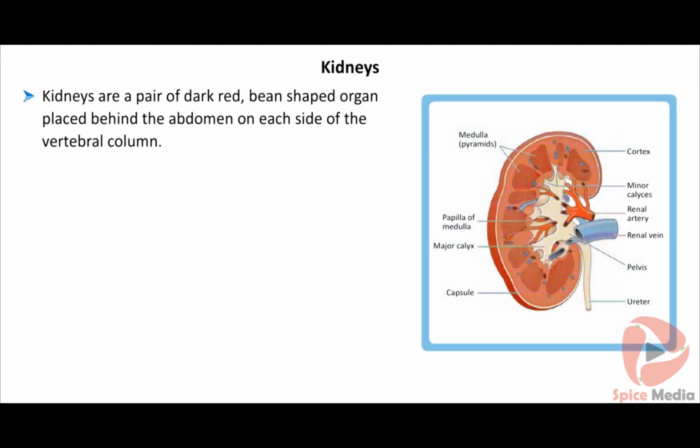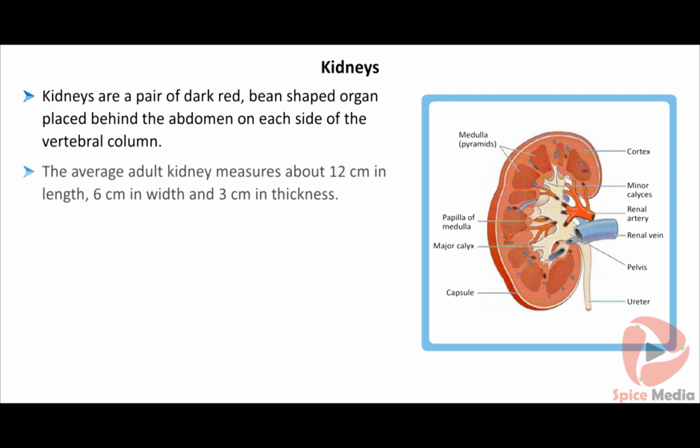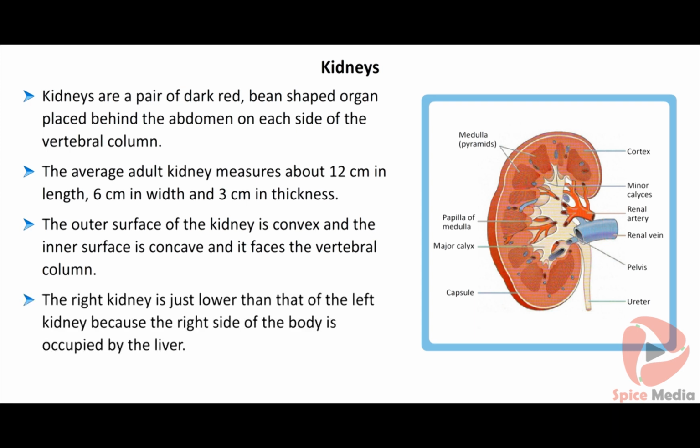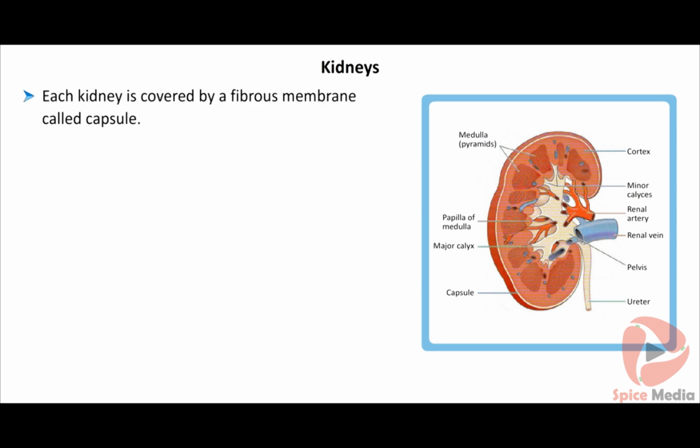Kidneys are a pair of dark red bean-shaped organs placed behind the abdomen on each side of the vertebral column. The average adult kidney measures about 12 centimeters in length, 6 centimeters in width, and 3 centimeters in thickness. The outer surface of the kidney is convex and the inner surface is concave, and it faces the vertebral column. The right kidney is just lower than the left kidney because the right side of the body is occupied by the liver. Each kidney is covered by a fibrous membrane called capsule.